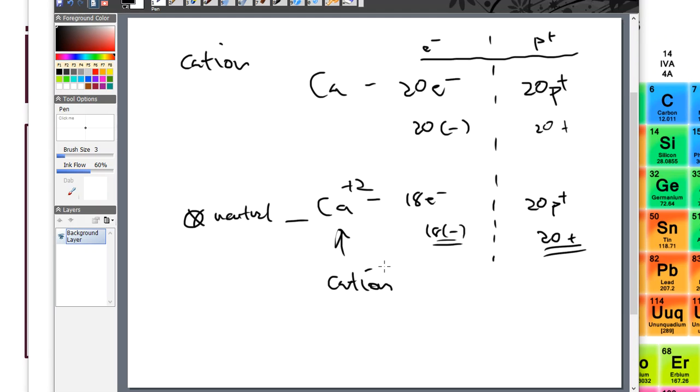Some people call it cation. Don't call it cation. I mean, you could, but people would look at you like you've got like 3 heads or something. So it's a cation and an anion. That's what they are.